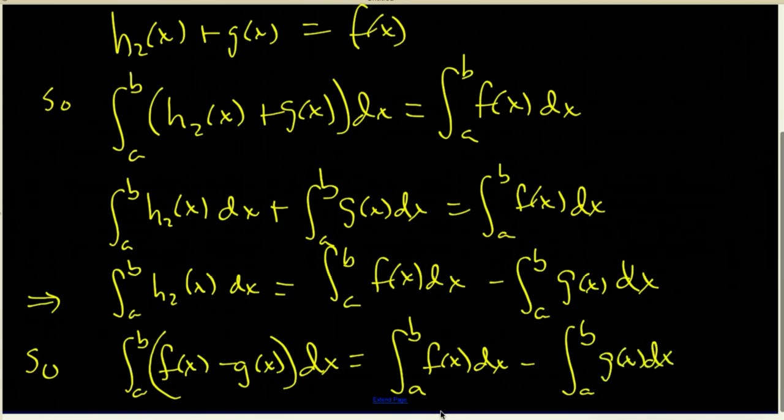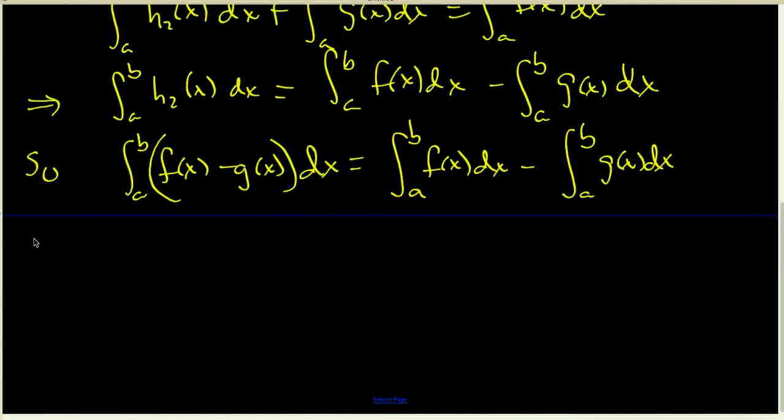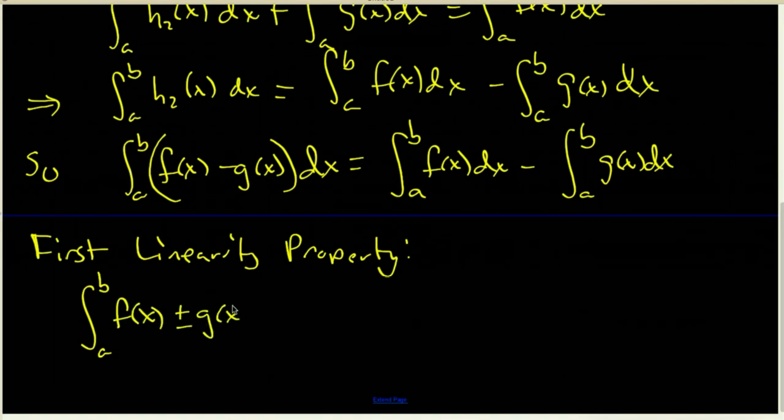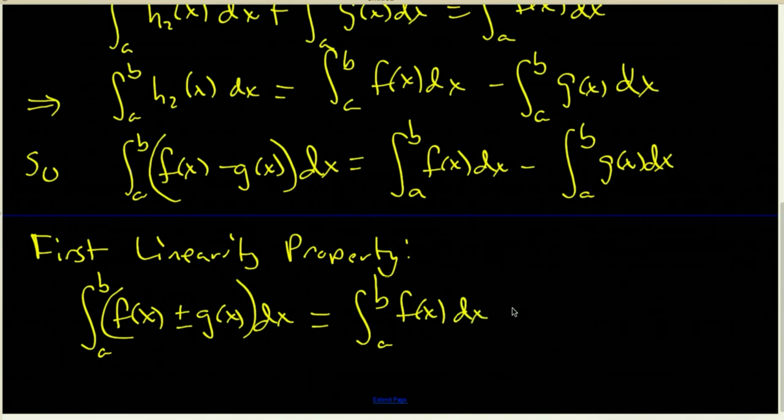Now, if we put this fact together with the first fact, we have what is usually referred to as the first linearity property. The first linearity property states that if I want to integrate from a to b of f plus or minus g of x dx, I can break the definite integral up at that plus or minus sign into the sum or difference of the two definite integrals. And I do need to write the correct function in that last one.